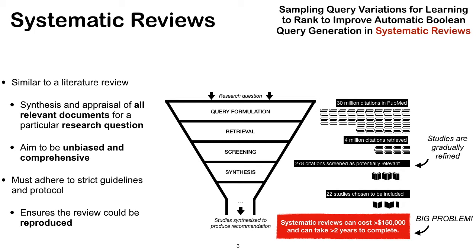On the right is a high-level overview of the systematic review creation pipeline. There are many steps in this pipeline, but here it's been simplified as a funnel, where a research question comes in the top, and then through a series of stages, a systematic review is produced. Studies are gradually refined through retrieval, study appraisal, or in other words screening, and synthesis to just maybe a handful of studies in the end. But there's a big problem here, because all these processes are time-consuming and expensive. At a high level, this research is looking to reduce these costs by improving query formulation.